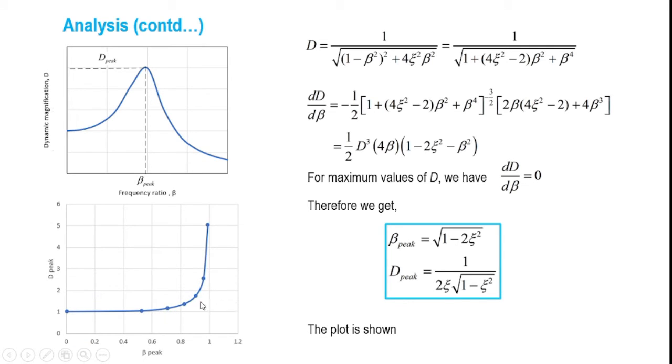So here I have made a plot. I considered various values of the damping ratio, and here I made a plot of beta peak versus D peak. As you can see, as the frequency ratio is increased, the corresponding D peak value also increases, right?